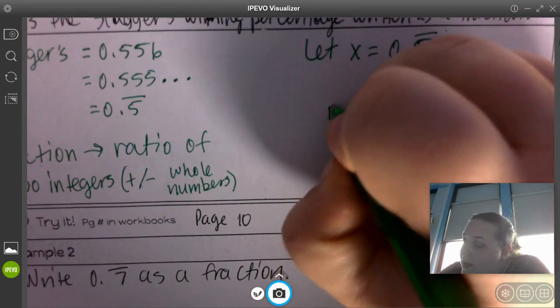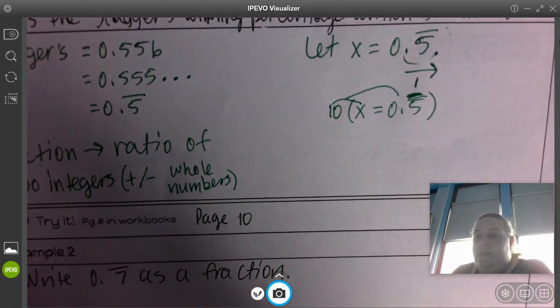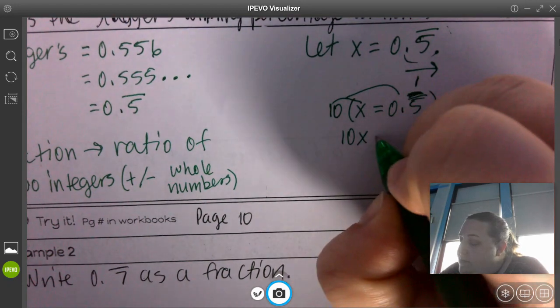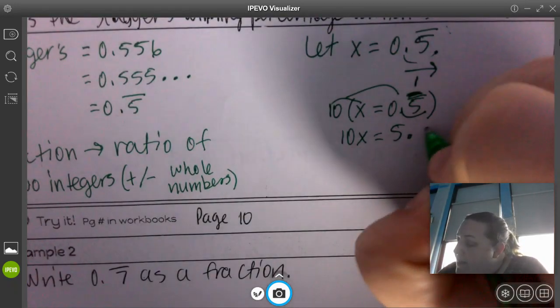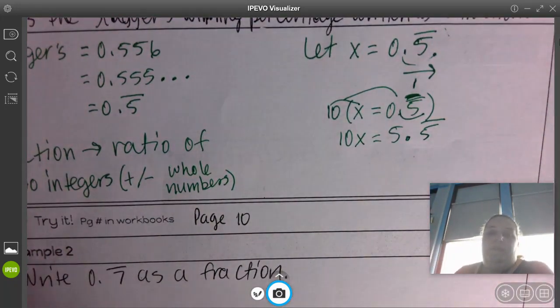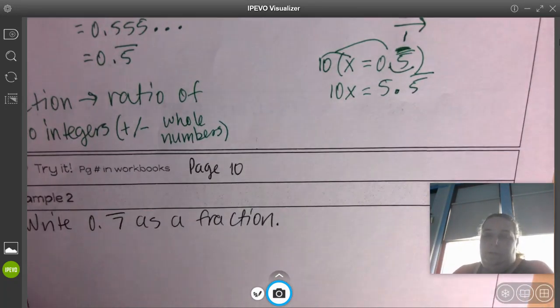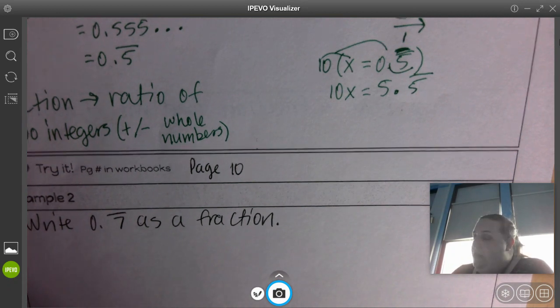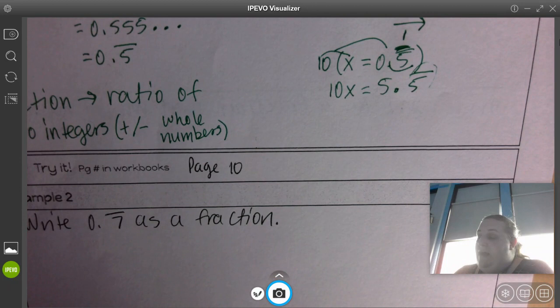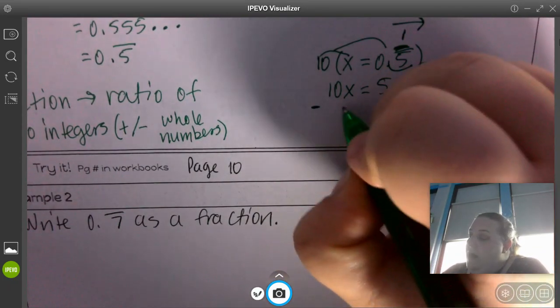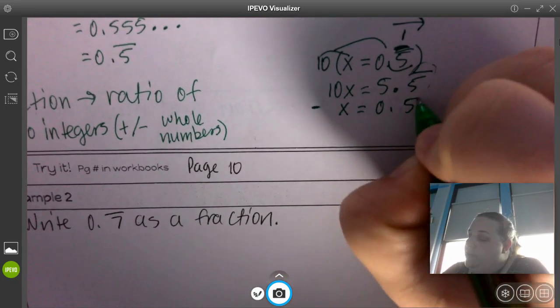So when I multiply 10 by everything, I get 10x equals 5 because it moves over once. And then that 5 still continues on forever. That is unaffected. Okay. So we're halfway there. So now I still need to get rid of this decimal in order to get a fraction. So what I'm going to do is subtract that original equation we wrote.